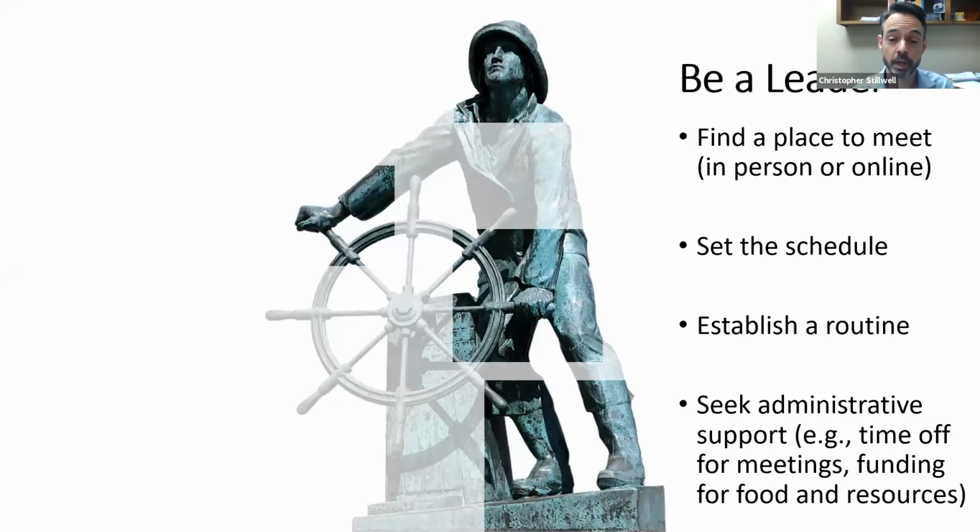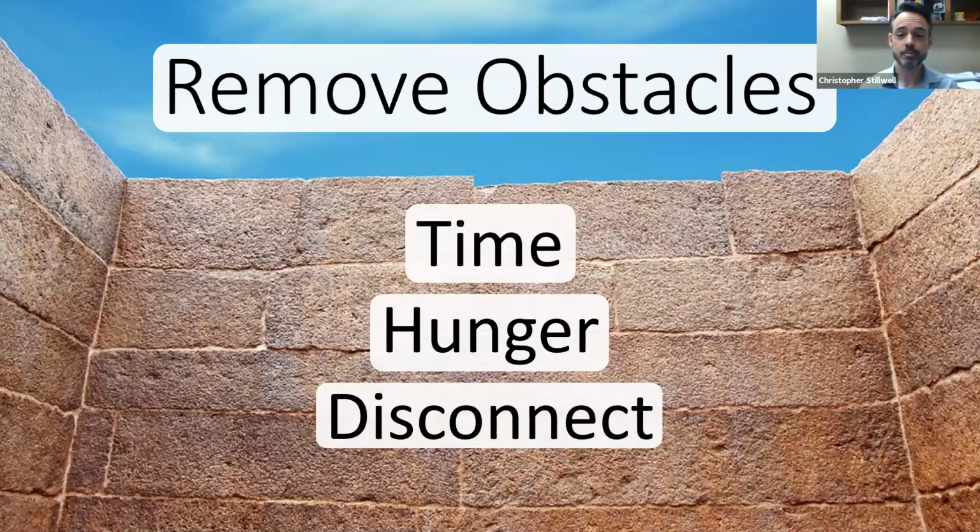Now, another way to prepare is to think about the things that might prevent teachers from participating. That's something a leader or a bunch of leaders might think about as well. And what we're talking about here is removing obstacles. Sometimes teachers are eager to get together with their colleagues to collaborate and learn, but obstacles like time, hunger, and disconnection can get in the way. Leaders can look for ways to address these obstacles and increase teachers' participation. So I'm going to look at each of these obstacles one by one and talk about how it could be a problem, and then give an example of a possible solution.